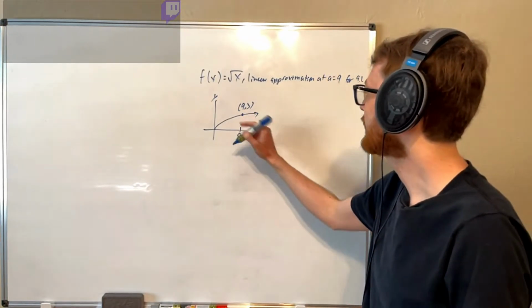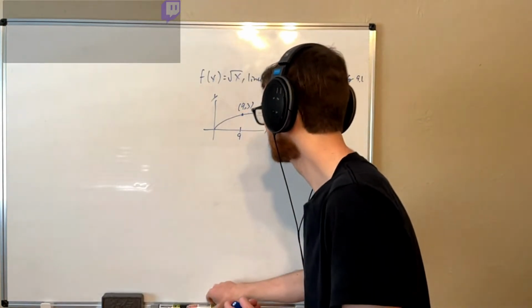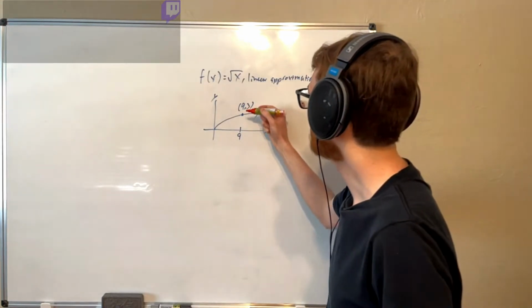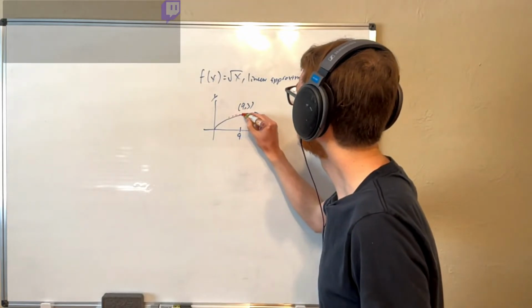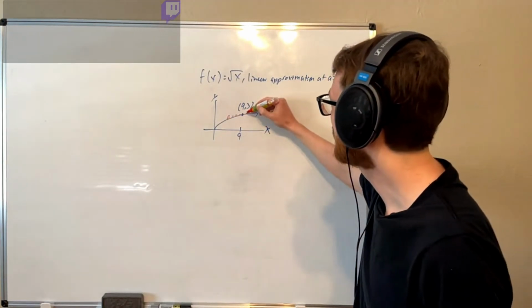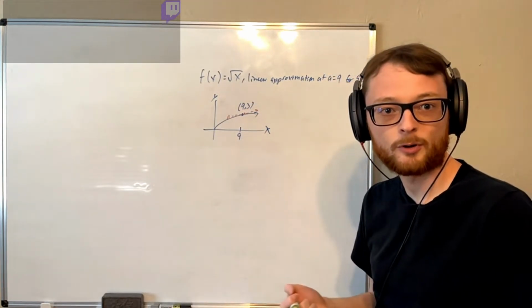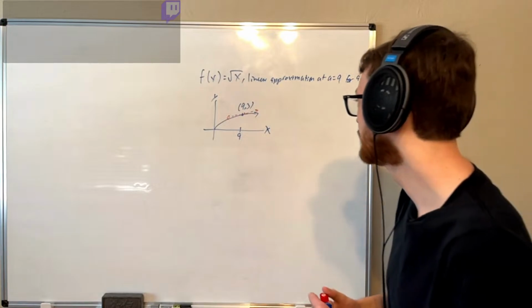And we're going to use the tangent line as our approximation. So we want to find the graph of the tangent line at x equals 9. Then we're going to plug in 9.1 to that line with the idea that it's going to be pretty close to the actual value of the function.